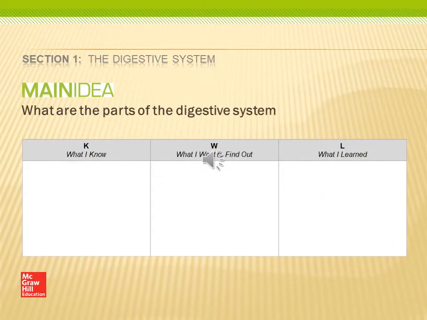As usual, we must fill in the KWL chart. First, you must write what you know about the parts of the digestive system. Then, in the next column, you should write what you want to know about these parts. In the last column, as usual, you will fill it in when we finish the whole lesson, inshallah.